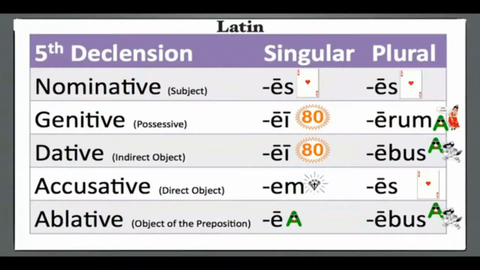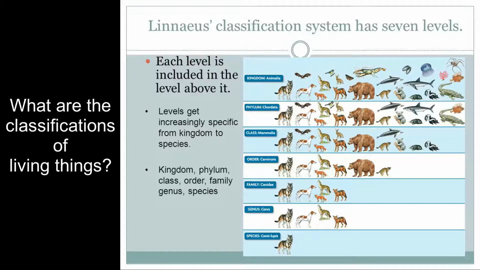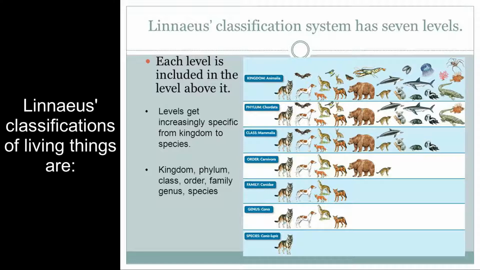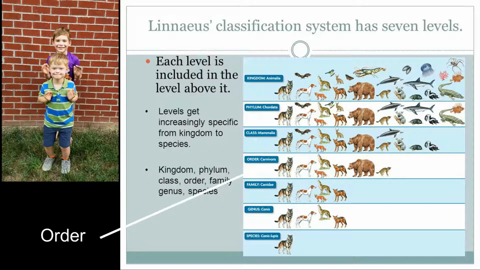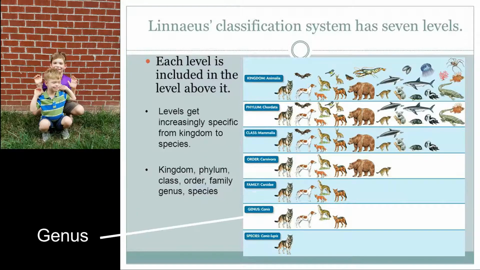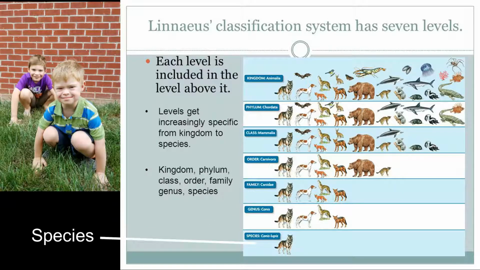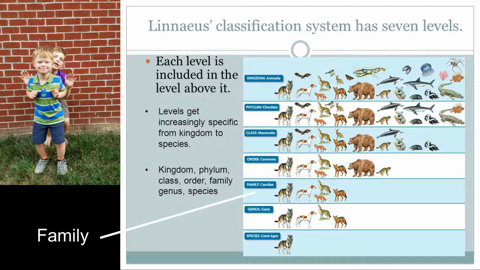What are the classifications of living things? Linnaeus's classifications of living things are kingdom, phylum, class, order, family, genus, species.